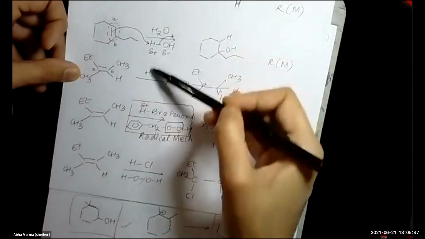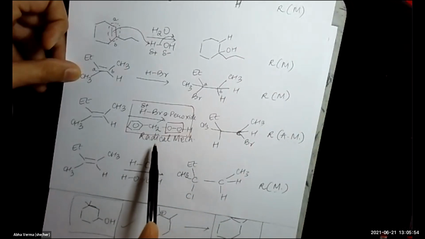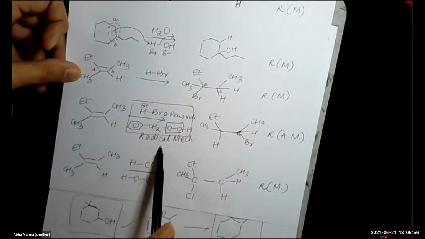The only time we will see an anti-Markovnikov is when you will have a peroxide and an HBr combination. This does not follow your electrophilic addition reaction. This is what your electrophilic addition mechanism and reactions were. This follows a radical mechanism, and we will cover this special mechanism when we go to module 10.